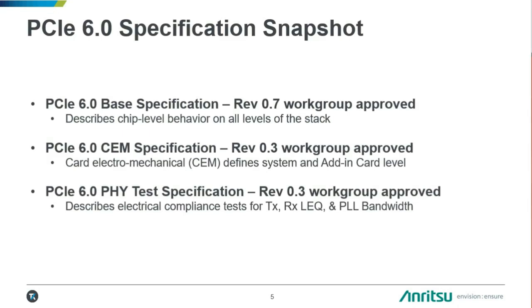And looking finally at the physical layer test specification, this is a spec that goes into more detail, specifically on testing of transmitters and receivers, for link equalization testing, and PLL bandwidth and peaking. This spec is also already Rev 0.3 workgroup approved. So we're seeing an acceleration not only for the 6.0 base spec, but also the complementary specifications as well.